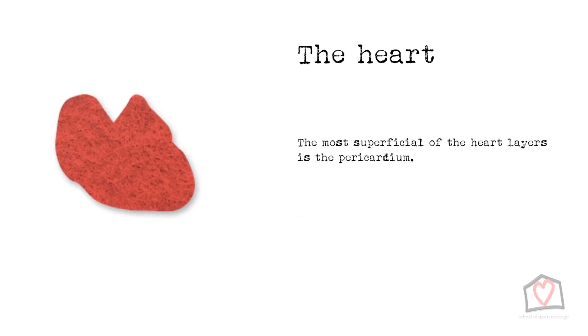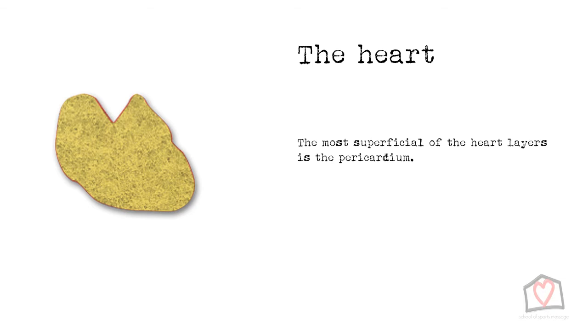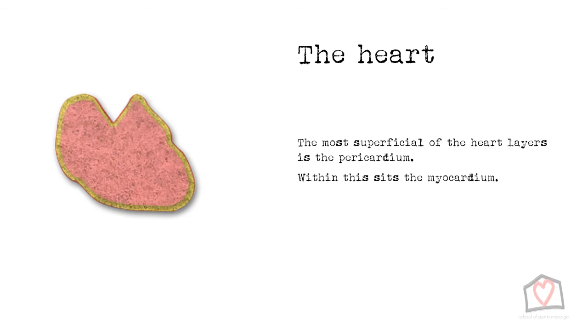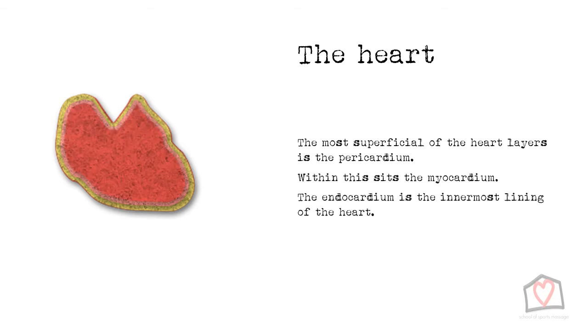The most superficial of the heart layers is the pericardium. This is a protective sac that surrounds the heart. Within this sits the myocardium. This is the main layer of cardiac muscle from where contraction is completed. The innermost lining of the heart, the endocardium, is made up of a combination of connective and epithelial tissue. This gives the fist-sized organ a very strong basis.